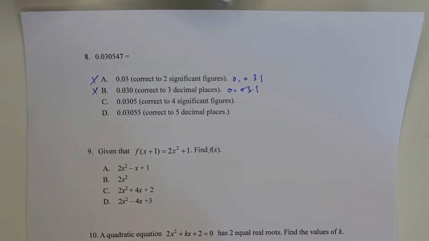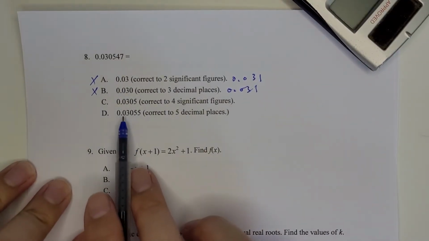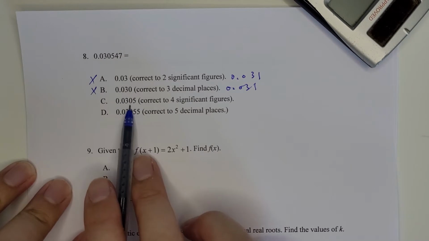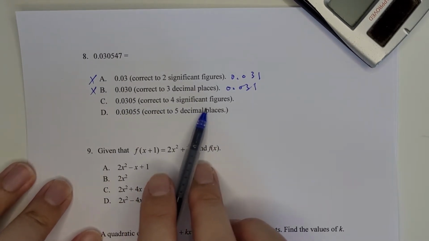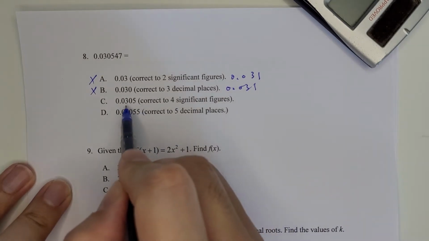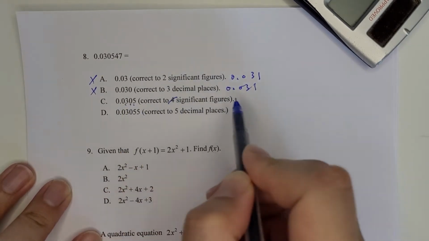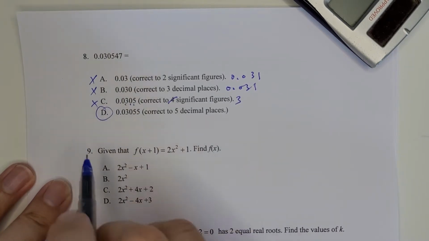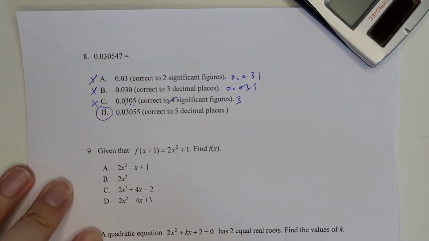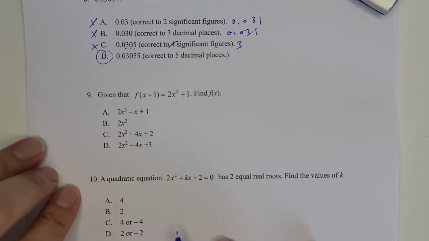C, 0.050305, correct to 4 significant figures. Okay, no, it just has 1, 2, 3, 3 significant figures only. So C is not the answer. And finally, D is the answer. Okay, that's the solution of question number 8.